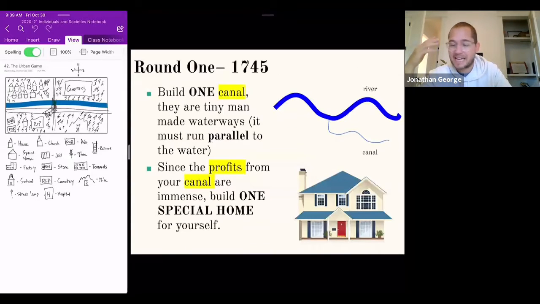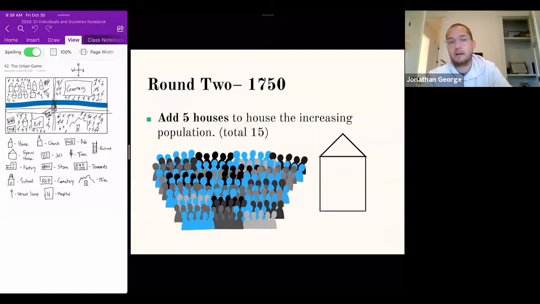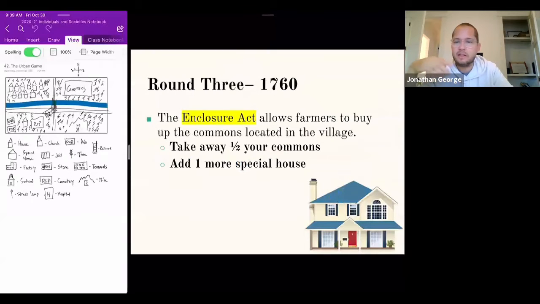Okay, you built a canal, a person-made waterway. Profits is the money that a business makes that is above and beyond their expenses. Okay, you got one special home because you're making money, so your house is a little bit bigger. We added 5 houses as growth continues in the town. The Enclosure Act is when they say that now you can enclose the commons area. You can buy land and turn it from public to private. You can now own more land, and people are doing that.